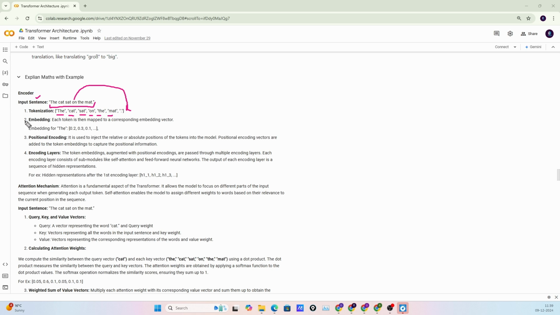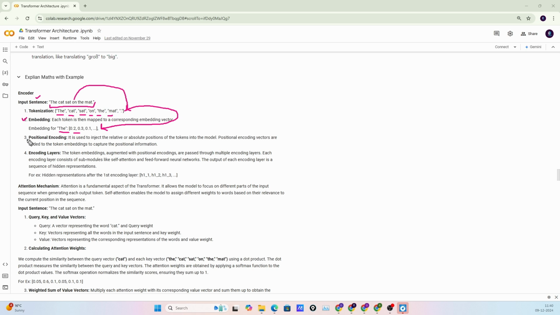After the tokenization, the next step is the embedding. Basically this is the vector representation of each word, while retaining the context information. This way we convert our tokens into the embedding format. Suppose this is the embedding for the word, similarly the embedding for the cat word and the sat word.